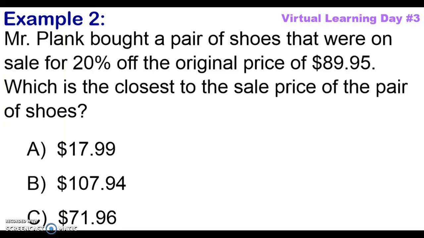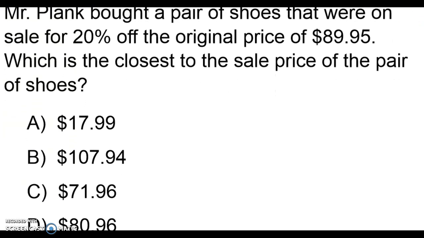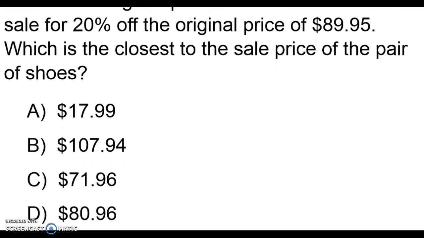Go answer example 2 on your own. Let's take a look. Mr. Plank bought a pair of shoes that were on sale for 20% off the original price of $98.95. Which is the closest to the sale price of the pair of shoes? All right, so the first key word here that I see is that it says it was on sale for 20% off. So this means that this is going to be a discount question.